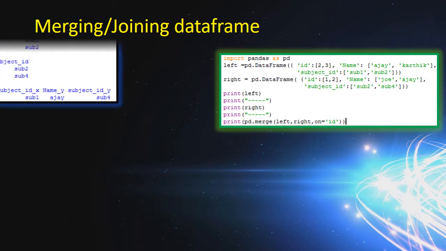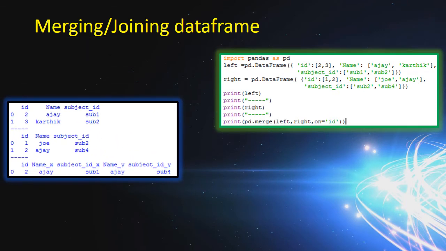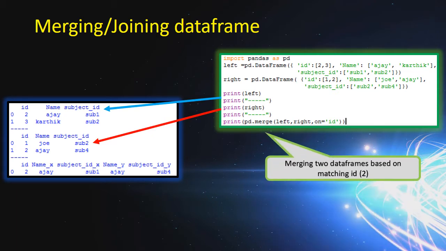And next, here in the left and right data frames, see that the IDs are different. The left contains IDs 2 and 3, and the right contains 1 and 2. Now we merge based on ID, which means only 2 is matched in both data frames, so that row alone is merged.